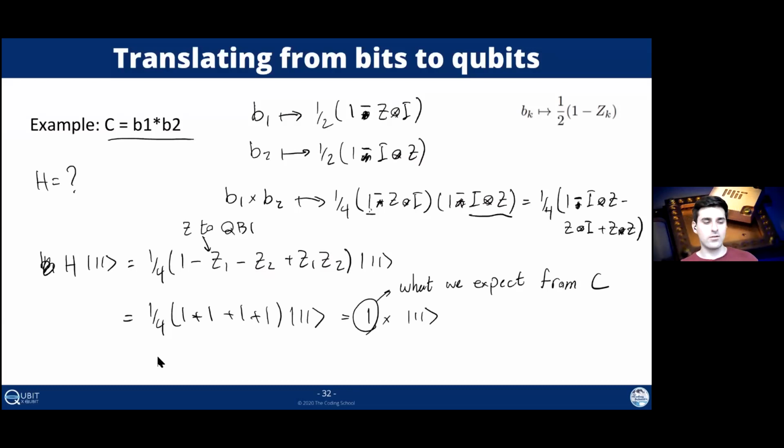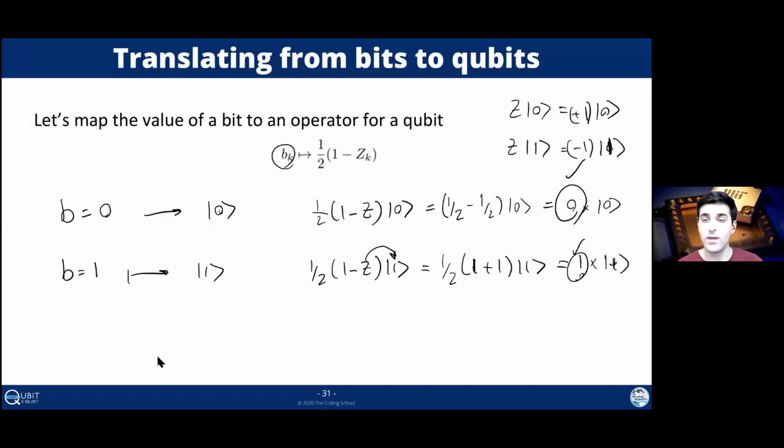And actually, I feel like there's a question. Yeah, the students had a few questions here. So first, could you reiterate why we're using the expression 1/2 (1 minus Z) for any one of the bits? Yeah, so that is the mapping that I showed on the previous slide that works.